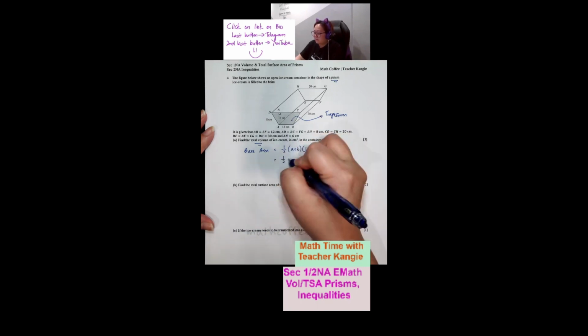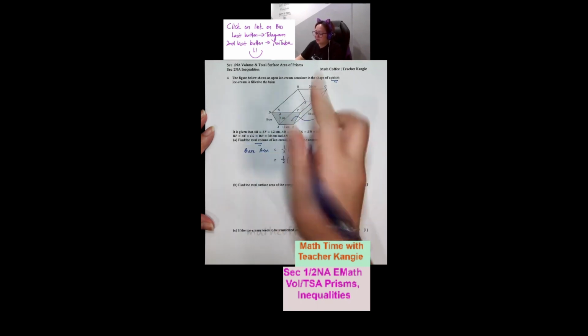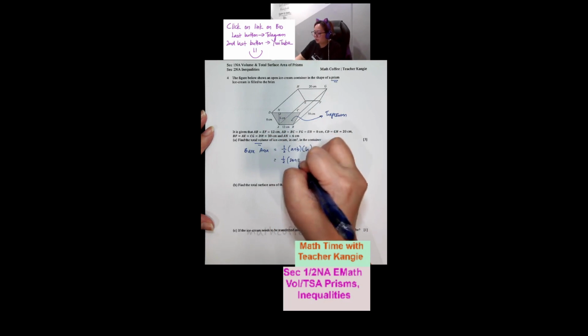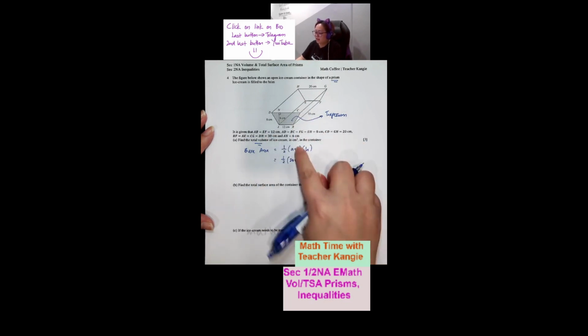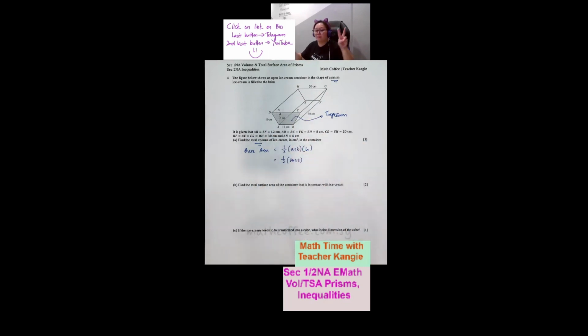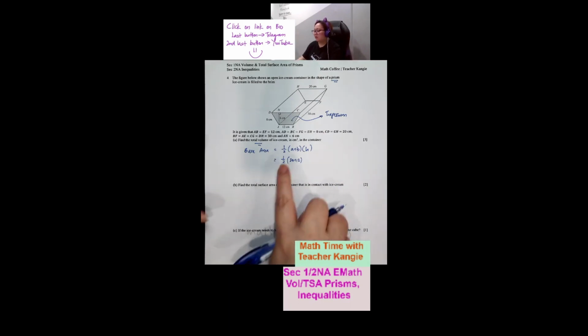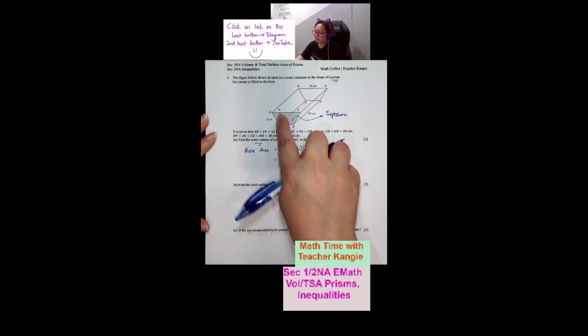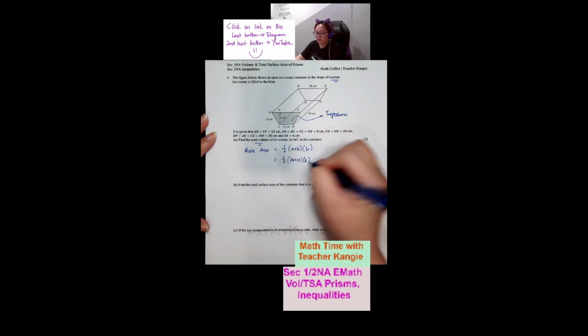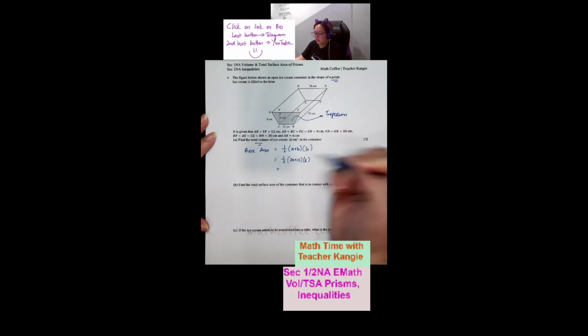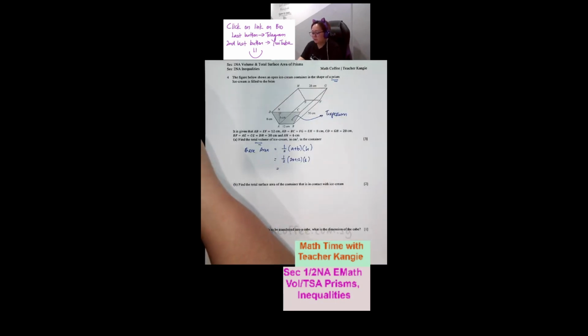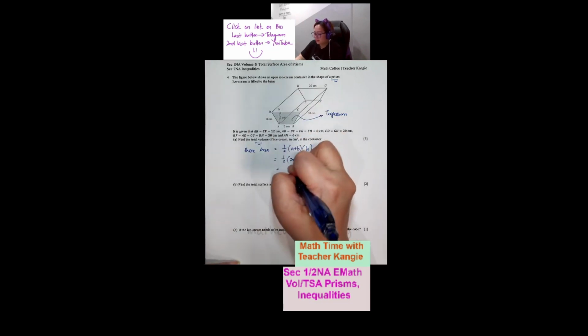So half multiplied by this side and this side, which is the same. So it's 20 plus 12. The two parallel sides add together. That is my so-called base. Then the height is the perpendicular height between the two parallel lines. So it is 6. So my cross-sectional area is half multiplied by 32 multiplied by 6, and that gives us 96.